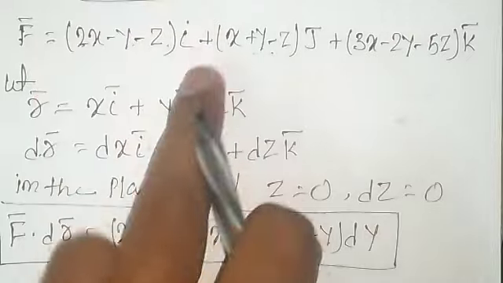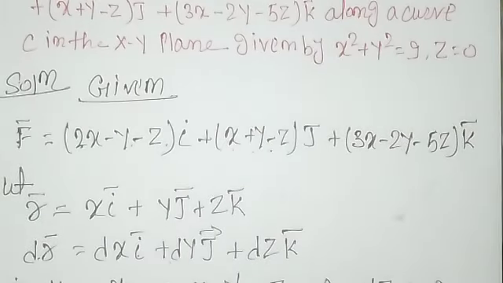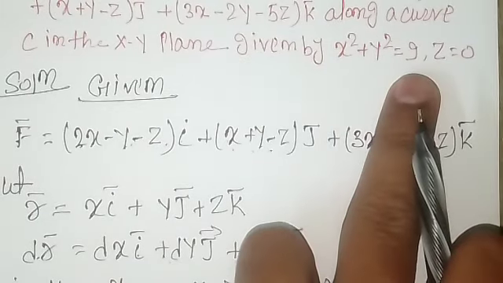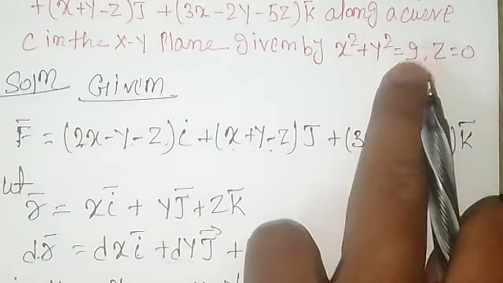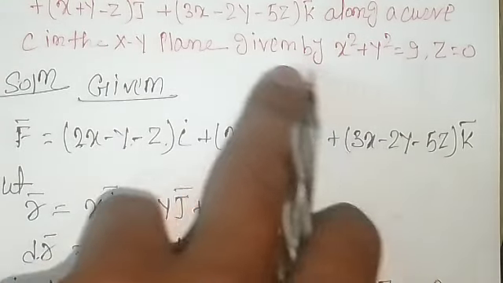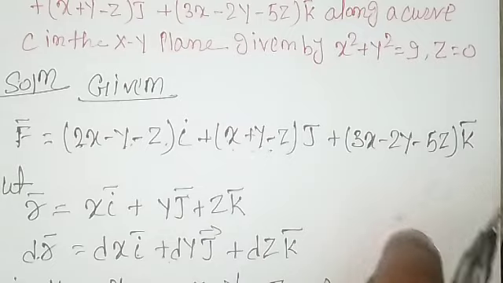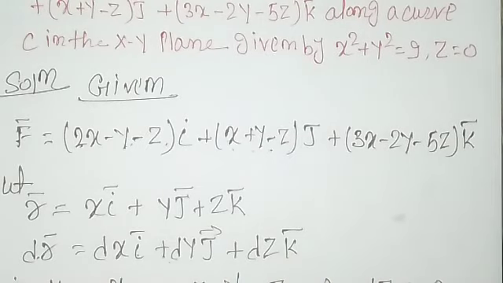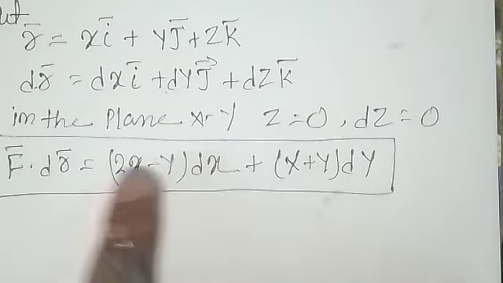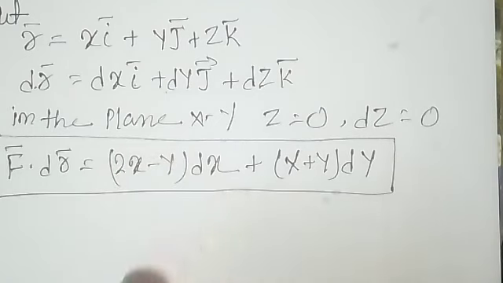The equation of the curve is given: x square plus y square is equal to 9. It means it is the equation of a circle, right? So the angle for a circle goes from 0 to 360, that means 0 to 2 pi. So whatever equation we get for F into dr, we have to integrate from 0 to 2 pi, and we'll get the answer, right?